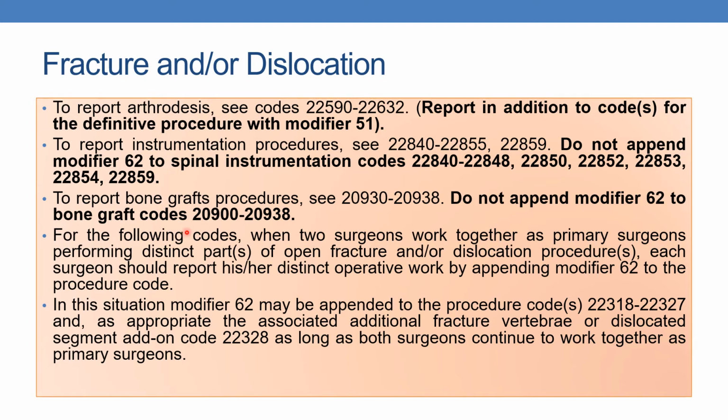In simple words, if two surgeons are involved in fracture or dislocation treatment and both are acting as primary surgeons, then you can give modifier 62. But you should not report modifier 62 with the spinal instrumentation codes and bone graft codes.